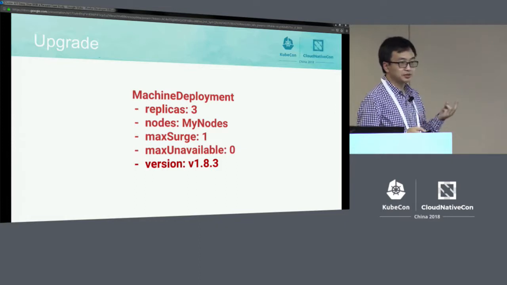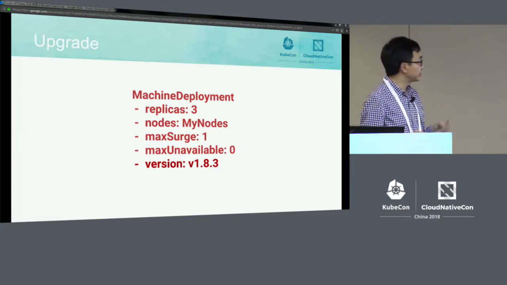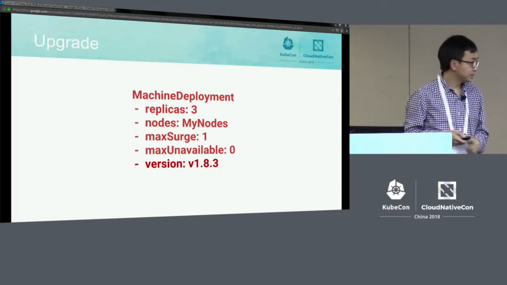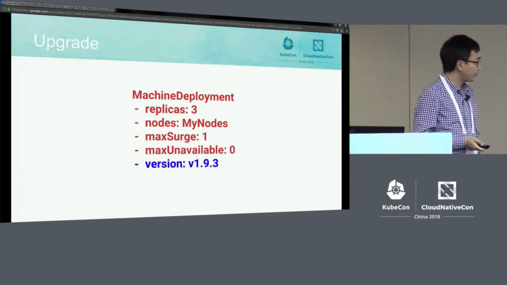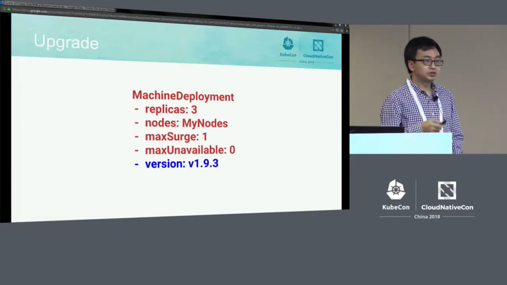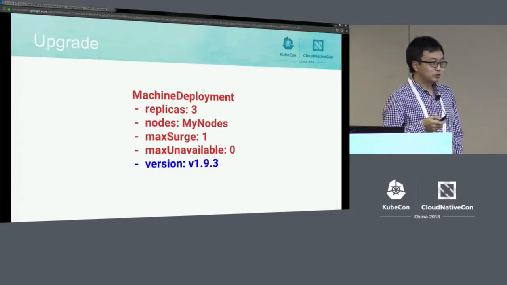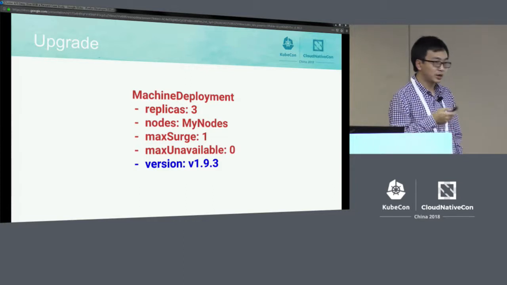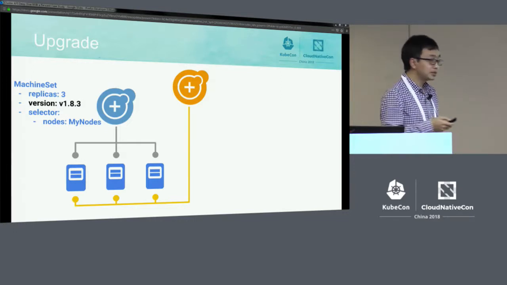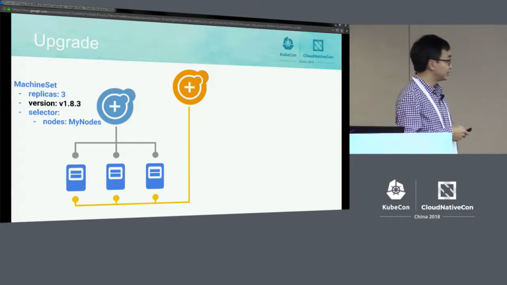In this example, if our cluster has 3 nodes, we have a machine deployment. There are 3 nodes, and the version is v1.8.3, and we want to upgrade it to 1.9.3. Of course, you can also use a utility to operate it, but it can be as simple as a YAML file. You just need to modify it to 1.9.3 and apply it for the Kubernetes upgrade.